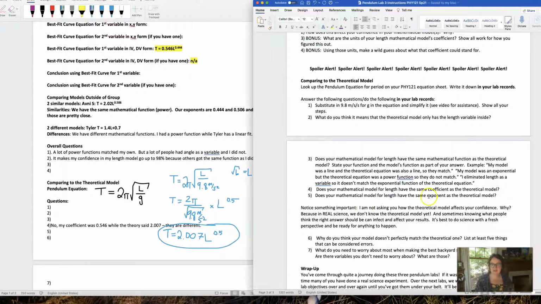Answer that same sort of thing, but this time for the exponent. Again, if your model's different, you would write my model is a different function. It doesn't make sense to compare the exponents. All right, so let's pause now and answer 4 and 5.